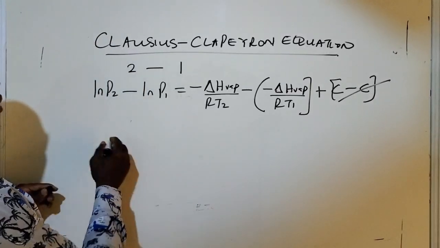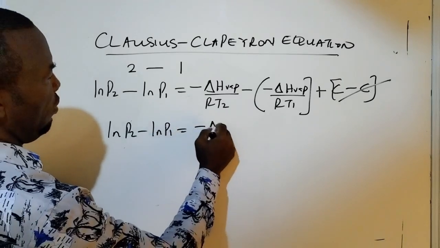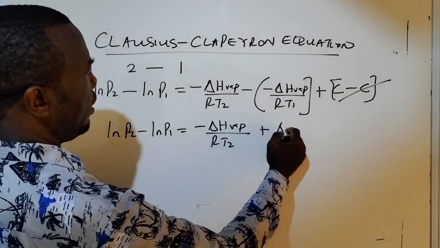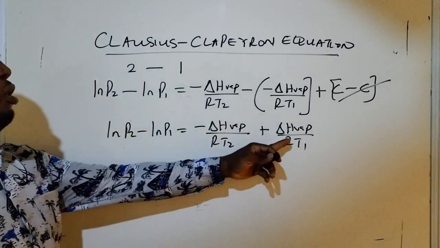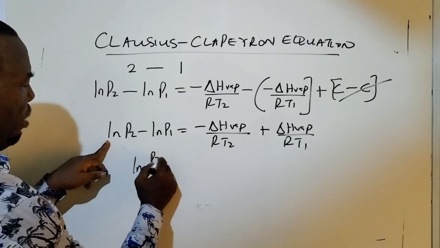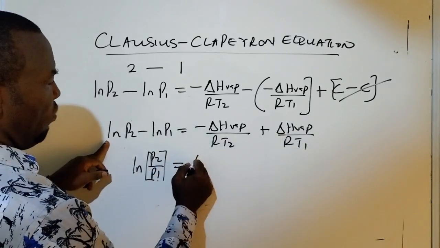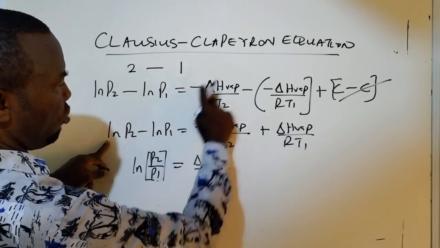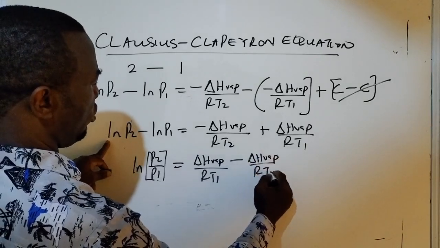We now have natural log of P2 minus natural log of P1 equal to negative ΔH vapor over RT2 plus negative ΔH vapor all over RT1. You can swap and rearrange this. This can also be written as natural log of P2 over P1, bringing them under the same log, equal to ΔH vapor all over RT1 coming in front, pushing this one behind, minus ΔH vapor all over RT2.